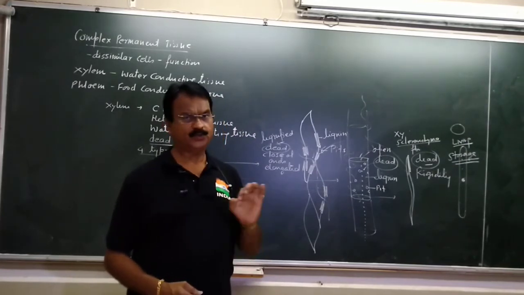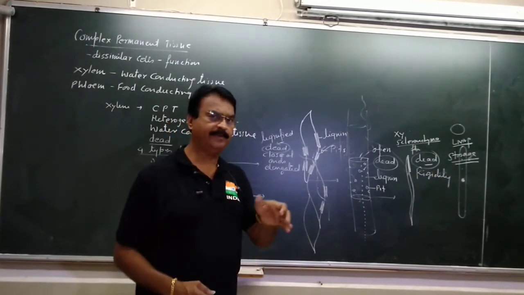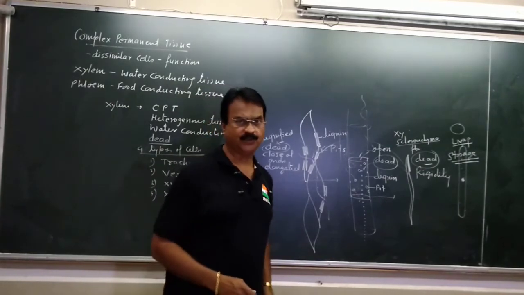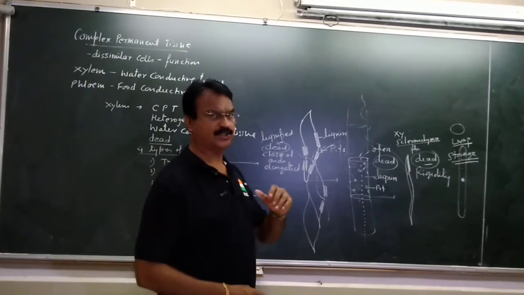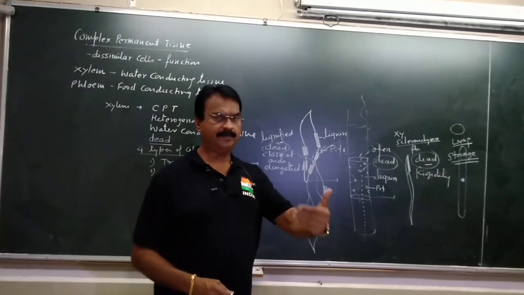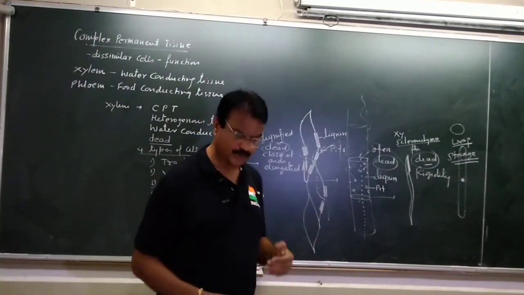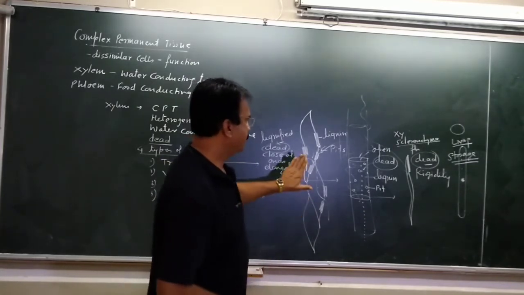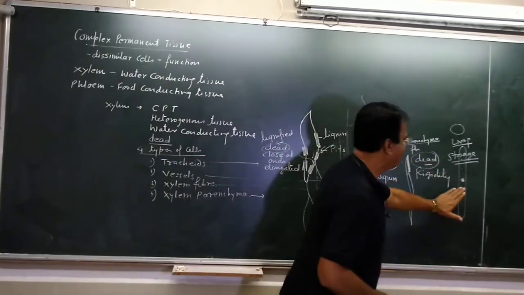From soil, the roots will absorb water through root hairs, and that will be lifted up with the help of this xylem tissue. So the conduction of water and minerals, because in water the minerals are also dissolved. Conduction of water and minerals is the function of xylem, which is called a water conducting tissue. Tracheids, vessels, xylem fibers, and xylem parenchyma.